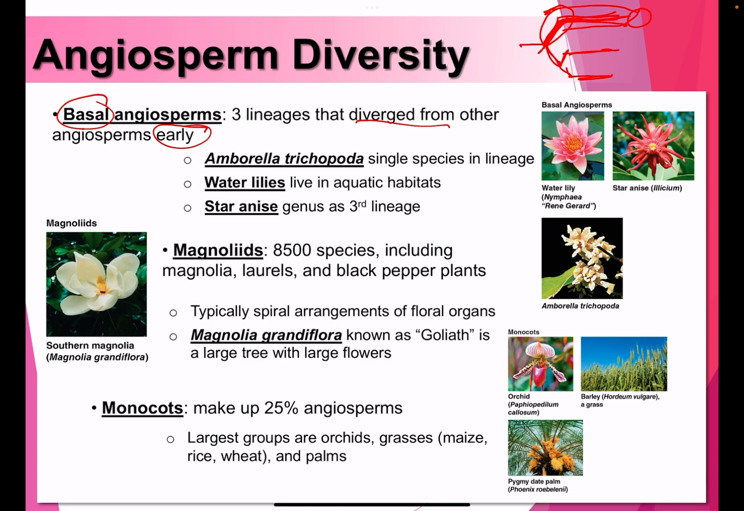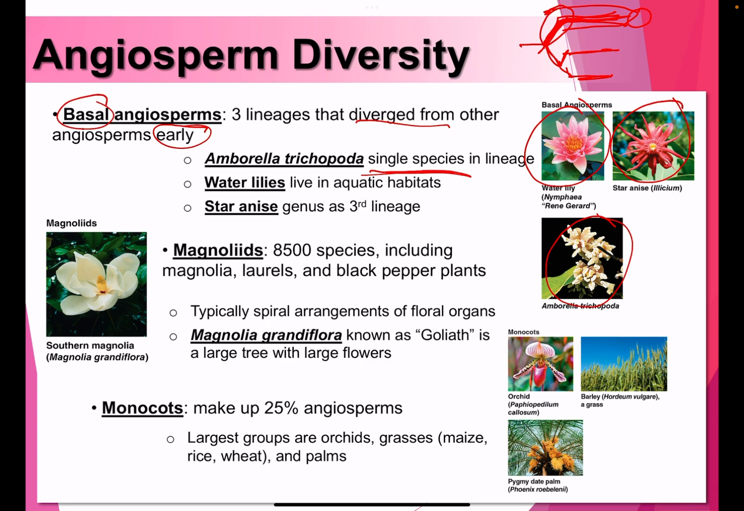So that's why we call these your basal angiosperm, because they're the ones that diverged early on in the history or fossil records of angiosperm. These three lineages are Amborella trichopoda, which only has one single species in this lineage. They look like this right here. Water lilies are those that actually inhabit aquatic habitats. And then star anise kind of look like that, and they are actually the third lineage of this particular genus.